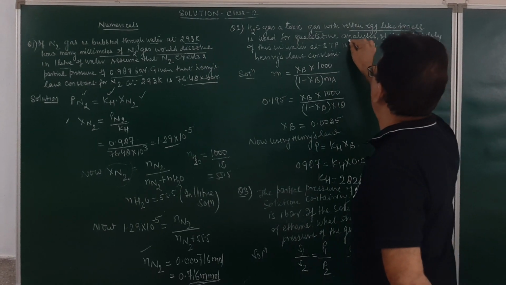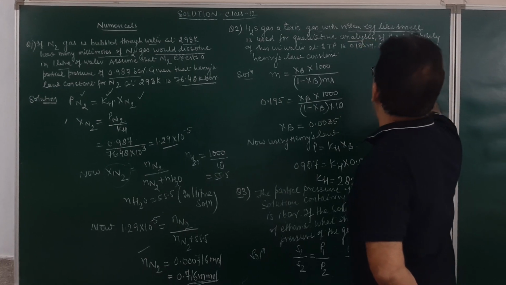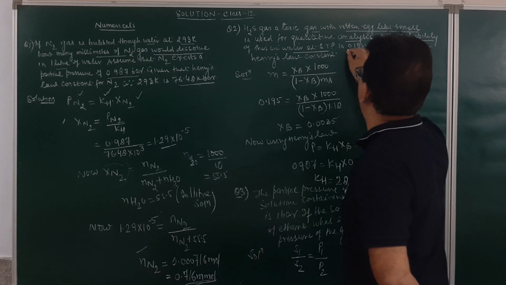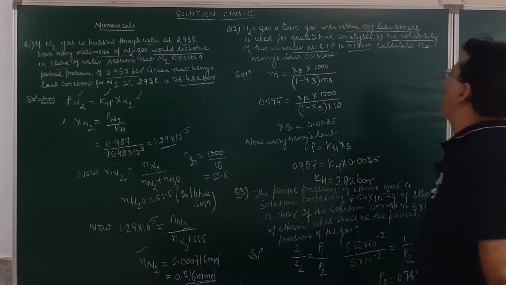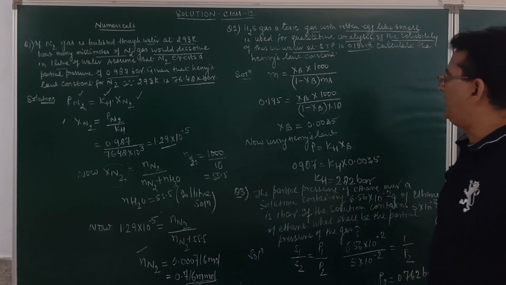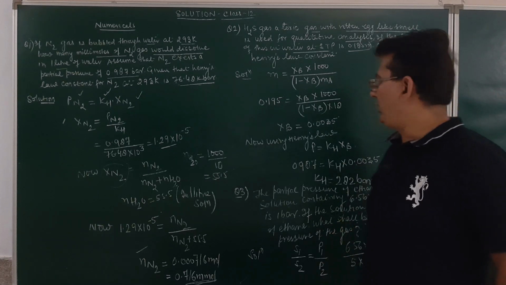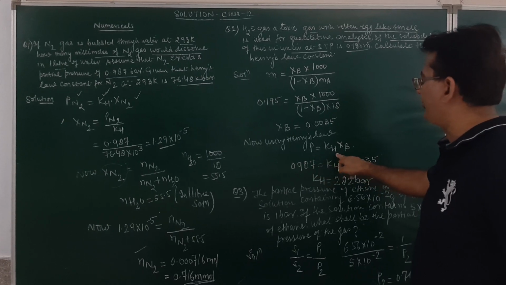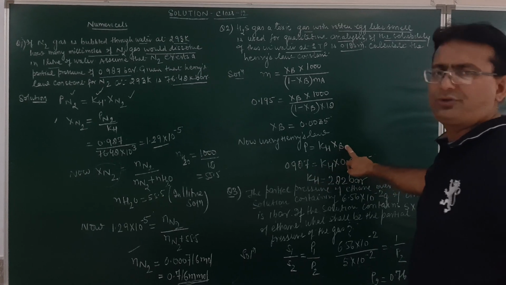Is used for qualitative analysis. If the solubility of this in water at STP is 0.195 molal, just see over here 0.195 molal, calculate the Henry's law constant. To find out the Henry's law constant, we have the partial pressure of a gas equal to Henry's law constant multiplied by the mole fraction of the gas.